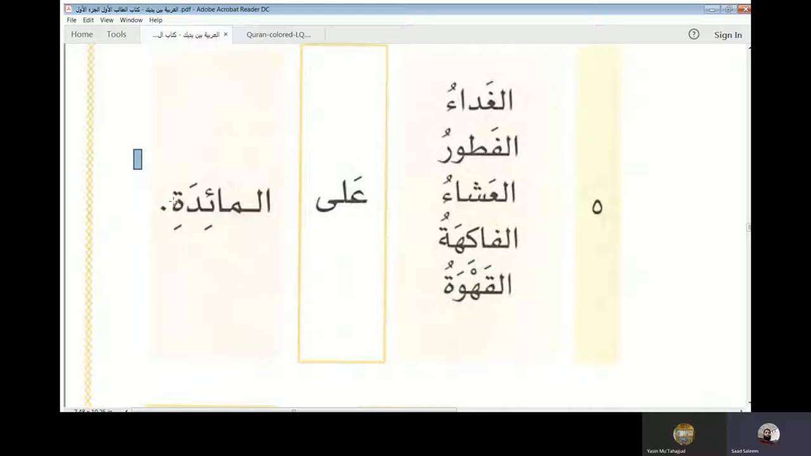Why are we using kasra here? In the start we have alif lam, but we are using kasra here. Why? Because it is the object? No, the object has fatha. Because it's possessive? No. It's not mudaf ilayhi. Because of the harf jar. Yes, because of the harf jar, we are using kasra.